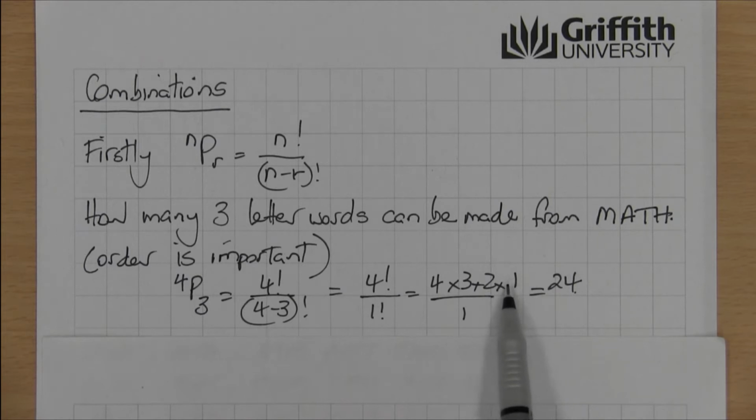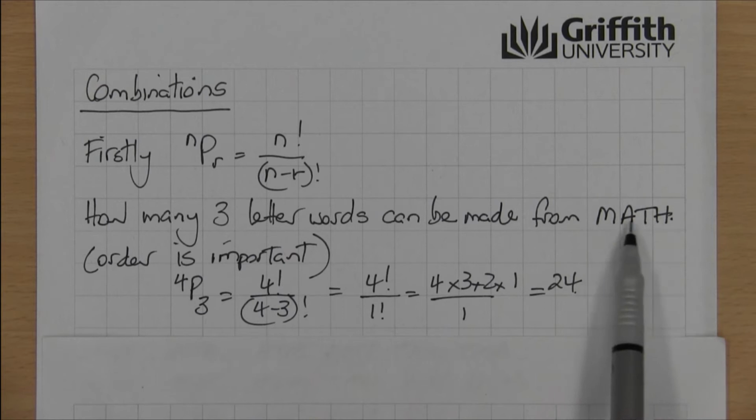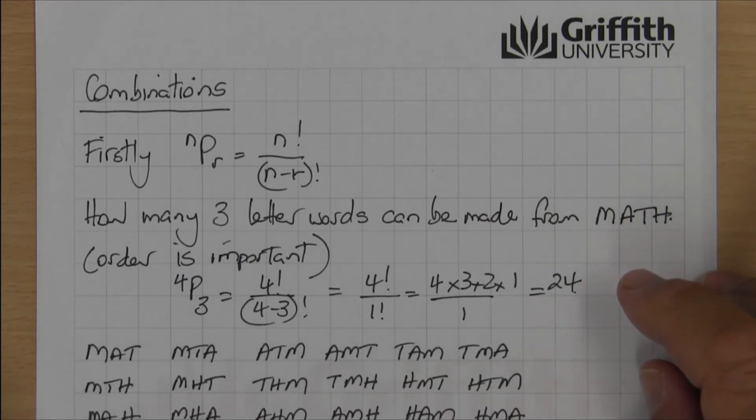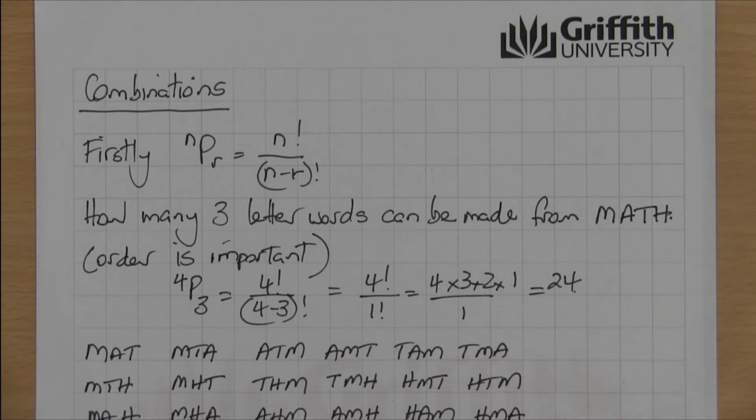We really don't need to write that, but just to make it clear what we're talking about here, there's a factorial 4, and 4 threes are 12, times 2 is 24. So there can be 24 three-letter words that can be made from those four letters. And to explain the difference between a permutation and combination, it'd probably be worthwhile writing those 24 combinations out. So here they are, the 24 different words that you could make.